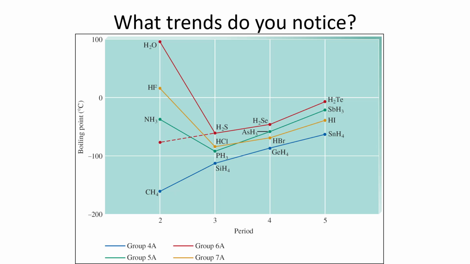All right, so let's look at this graph together. What trends do you notice? Look at the blue line first. This is group 4A. So carbon on the periodic table is right above silicon, which is right above germanium, which is right above tin. And with each of those, as you go from one to the other, they're all just binding with hydrogen. They all are bound to 4 hydrogens because they've got 4 valence electrons, so they can bind 4 hydrogens. So they have very similar electronic and molecular geometries.